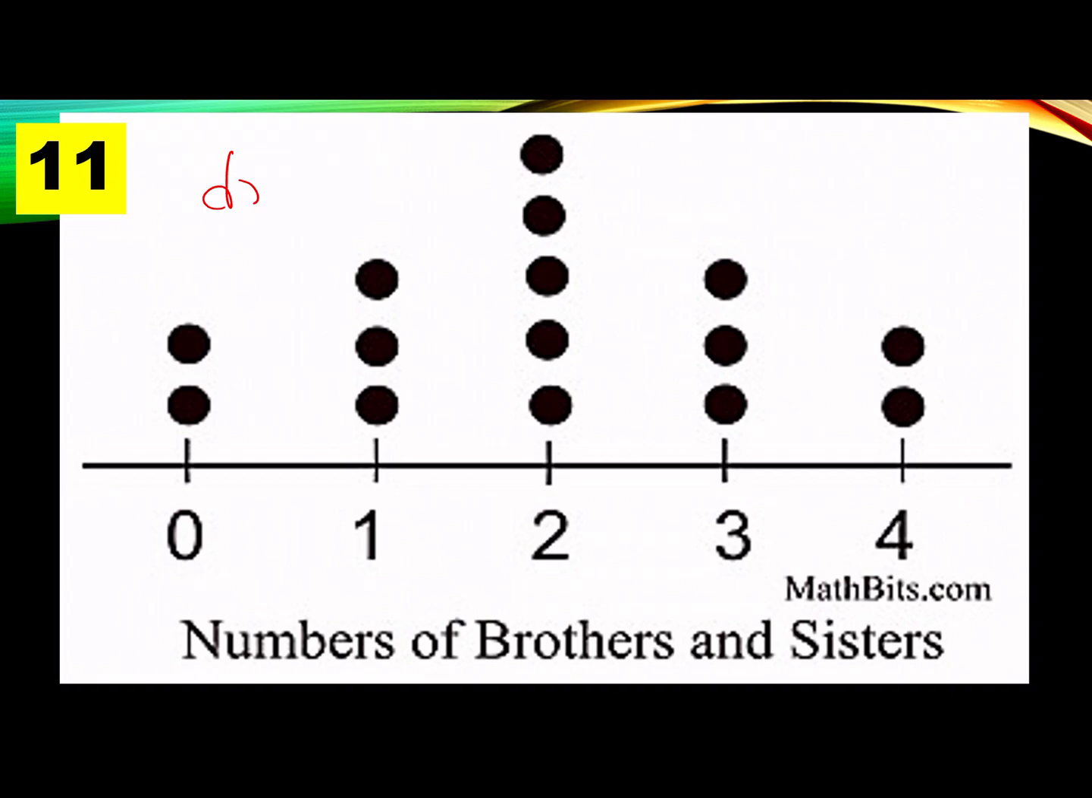This is a dot plot. It basically shows where each dot represents a data point. So we know that there were 2 zeros in the list. There were 3 ones in the list. There were 1, 2, 3, 4, 5 2s in the list. So that's a dot plot.